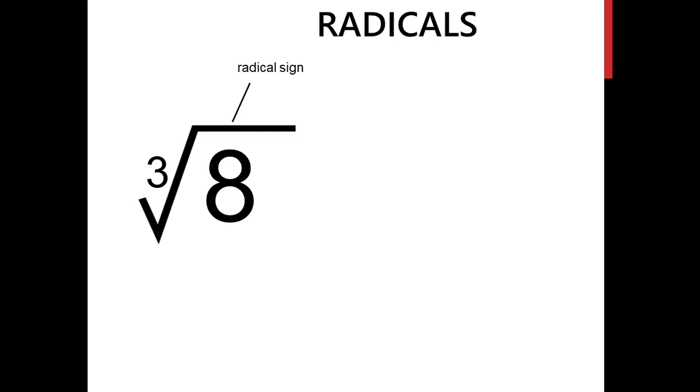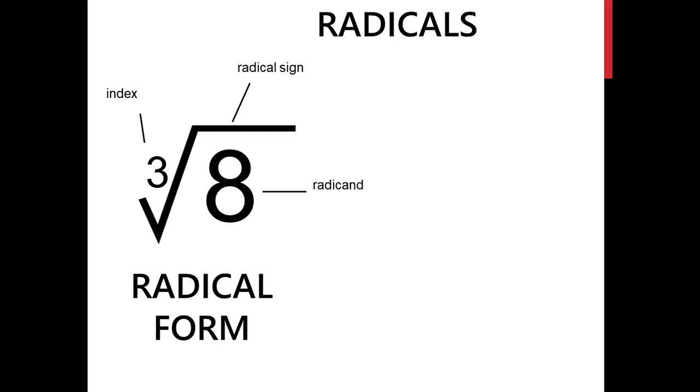Now, when you hear the word radical, what usually comes to mind is the radical sign or the square root sign, as they say. So this is the radical sign. Say, for example, we have here the cube root of 8. 8 here stands as the radicand, while 3 is called the index. Now this one is in the radical form.